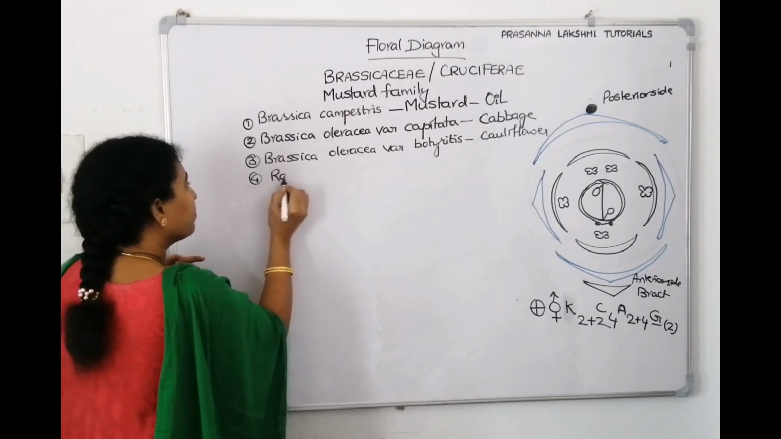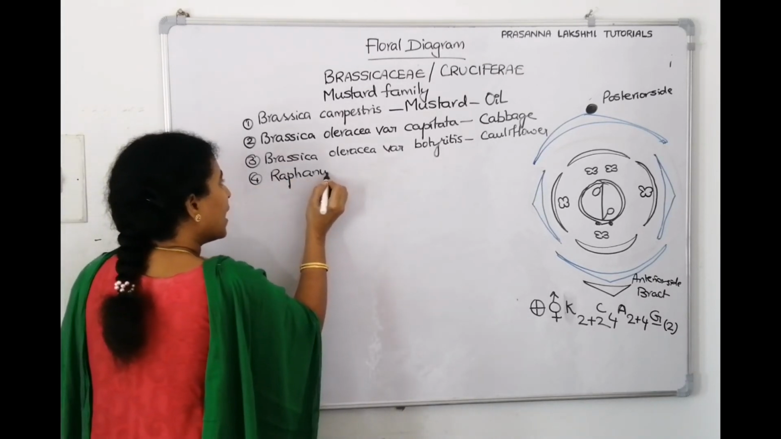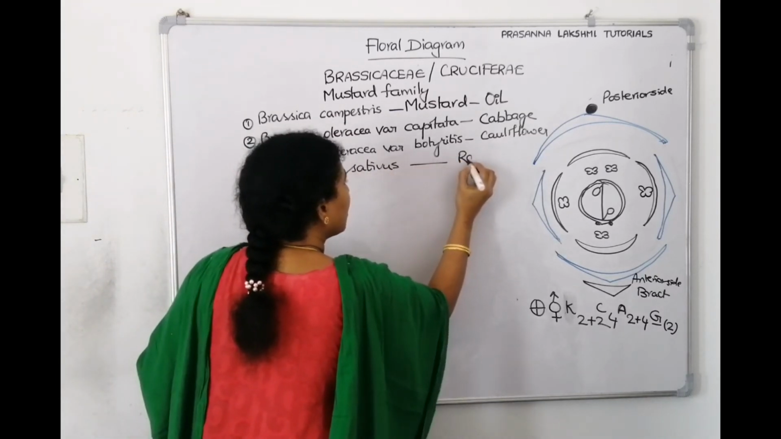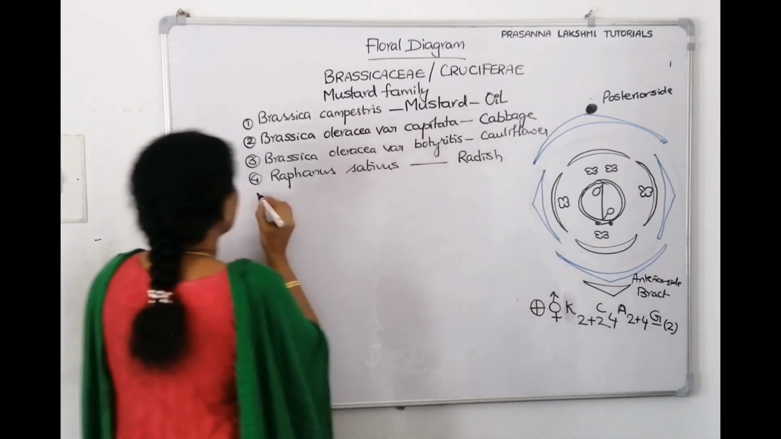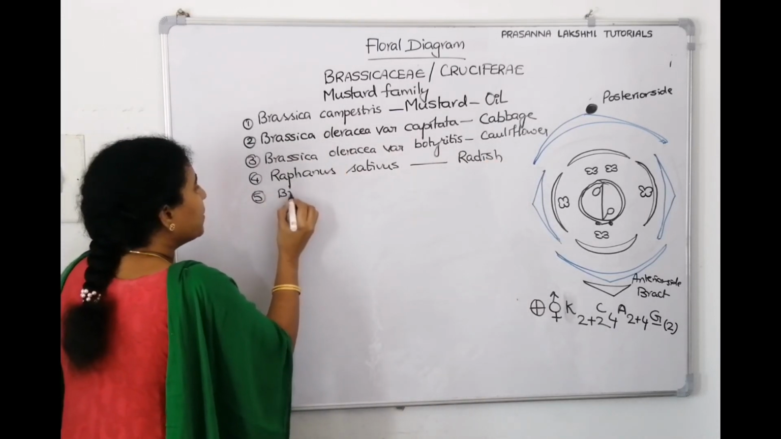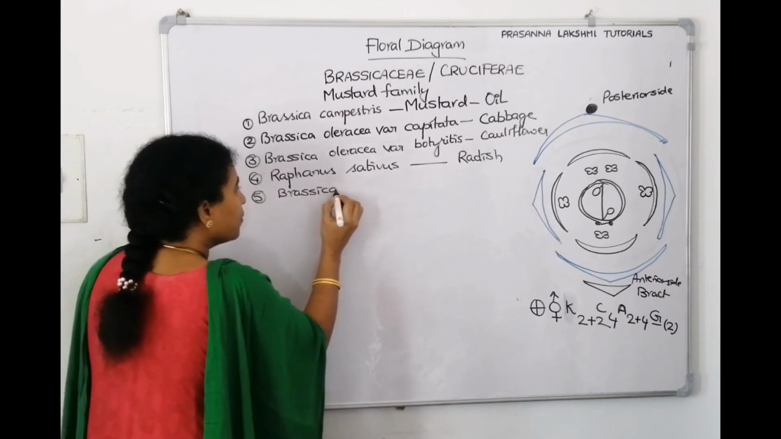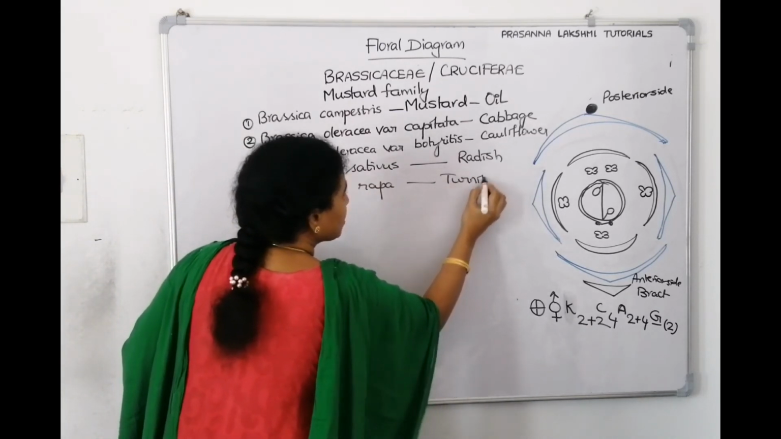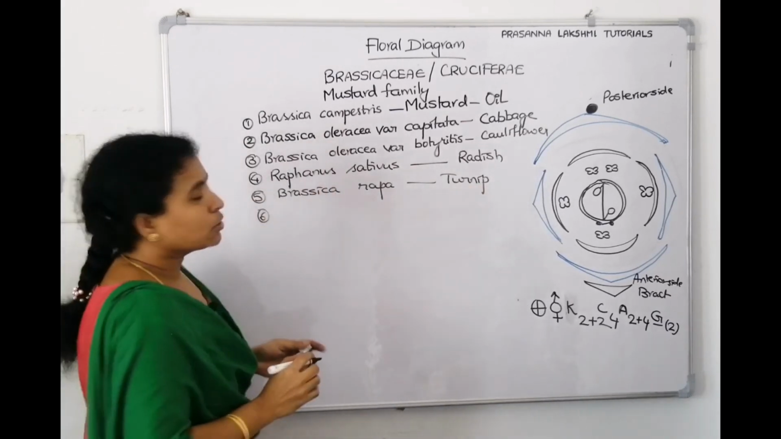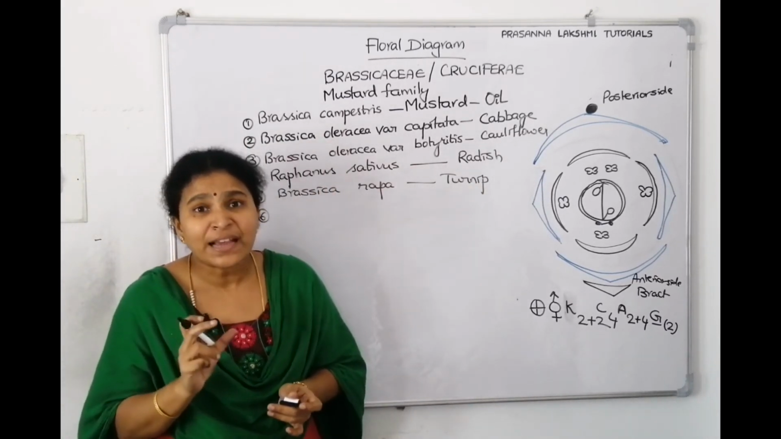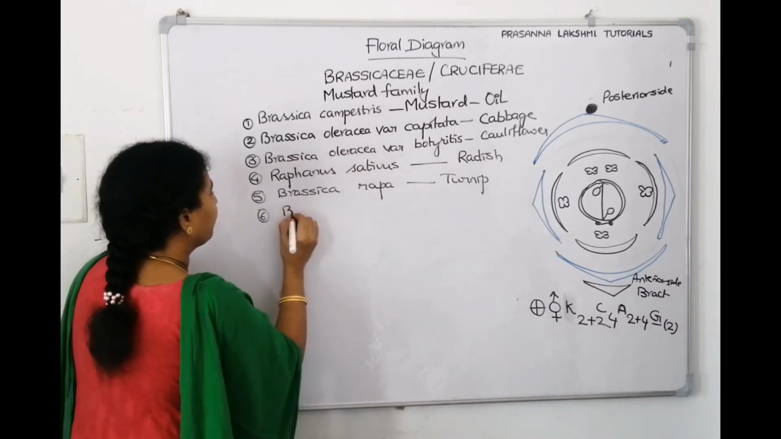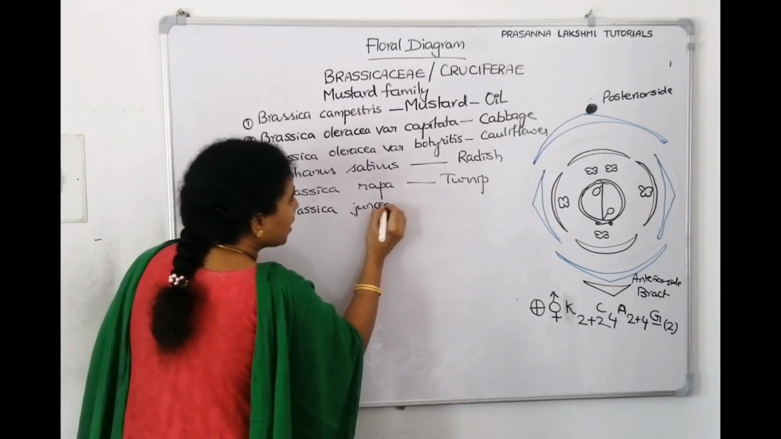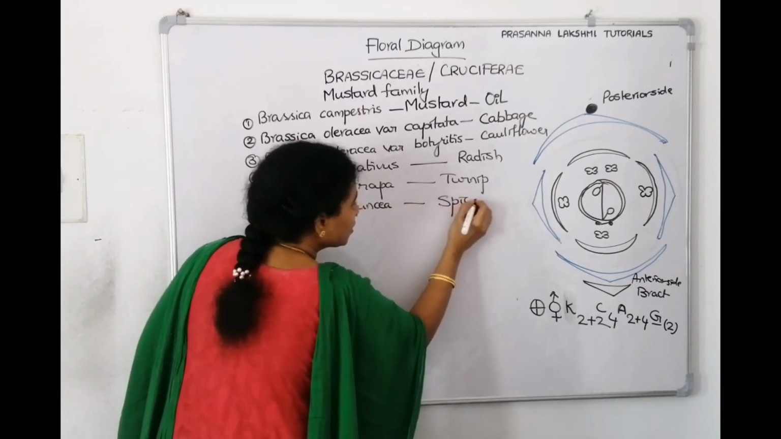What is that example? Raphanus sativus. So this is called radish, which is also a vegetable. Then Brassica rapa means turnip. This is also a vegetable. Then Brassica juncea is there, which is a spice. Brassica juncea. It is a spice.